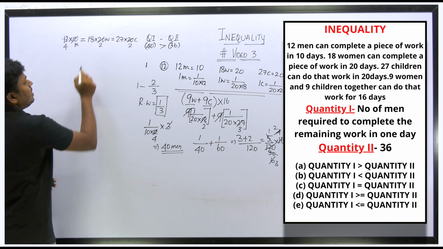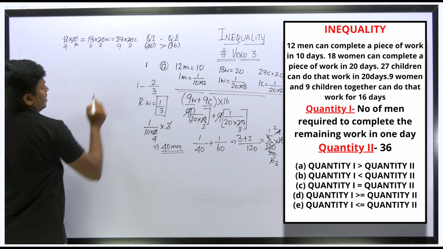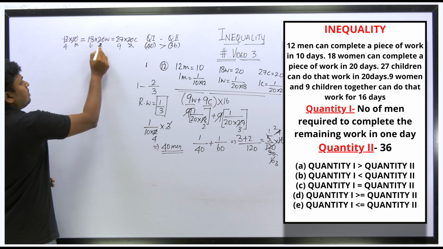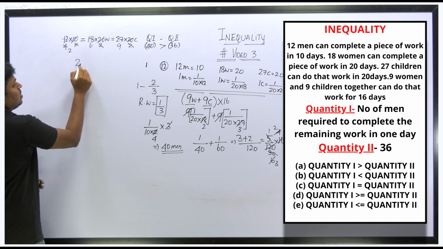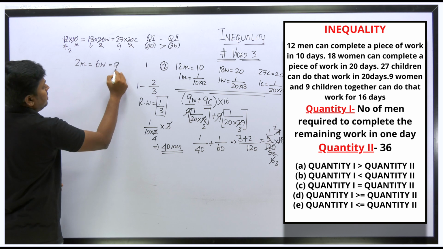Cancel it on 3 table. So 6 3s are 18. Again cancel it on 3 table. 9 3s are 27. So we can cancel it on 2 table, 2 times. So 2 men is equal to 6 women is equal to 9 children.